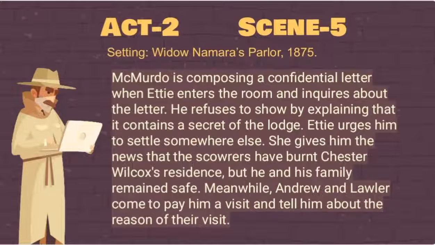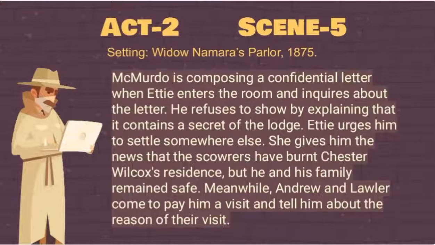The last scene of today's lesson is scene number 5 from Act 2. Setting, once again, it's Widow McNamara's parlor, 1875. McMurdo is composing a confidential letter when Ettie enters the room, and when she inquires about the letter, McMurdo refuses to show any letter or give any explanation. But he explains that this letter contains a secret of the lodge.